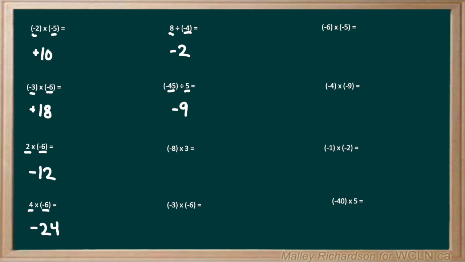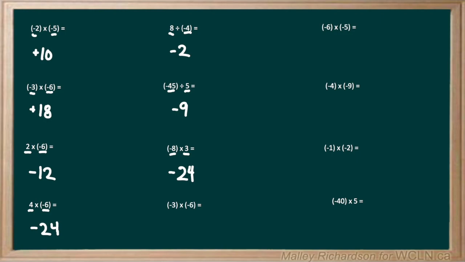Next we have negative 8 times 3. The 8 is negative, and the 3 is positive, so we'll end with a negative answer. 8 times 3 is 24, and then a negative times a positive is a negative, so we have negative 24 as our answer.